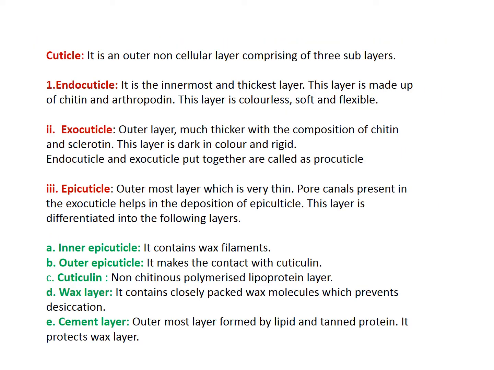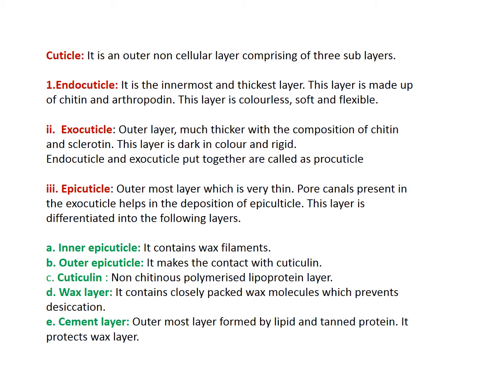Coming to the non-cellular layer, the cuticle comprises three sublayers. The endocuticle is the innermost and thickest layer. This layer is made up of chitin and arthropodin. It is colorless, soft and flexible. Next is the exocuticle, the outer layer, much thicker, with a composition of chitin and sclerotin. This layer is dark in color and rigid. Endocuticle and exocuticle put together are called procuticle.